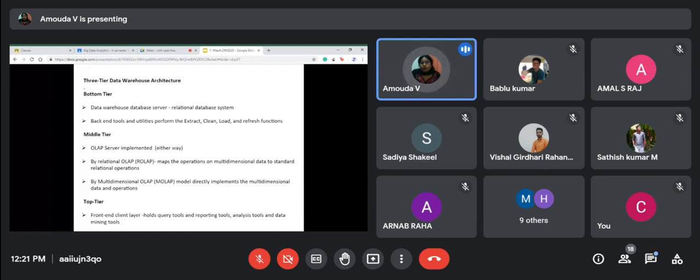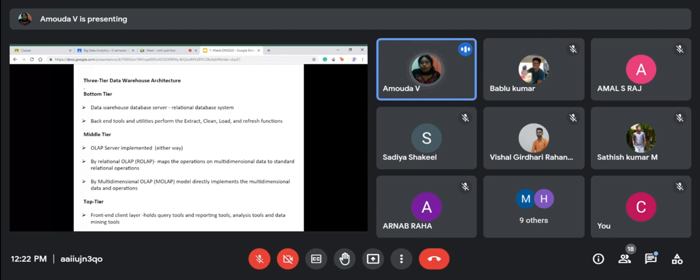Second tier is the concept level: what the concept of the data is and how the data are related. Third tier is the user level, that is how the user can interact with the data. That is the 3-tier architecture of a database.